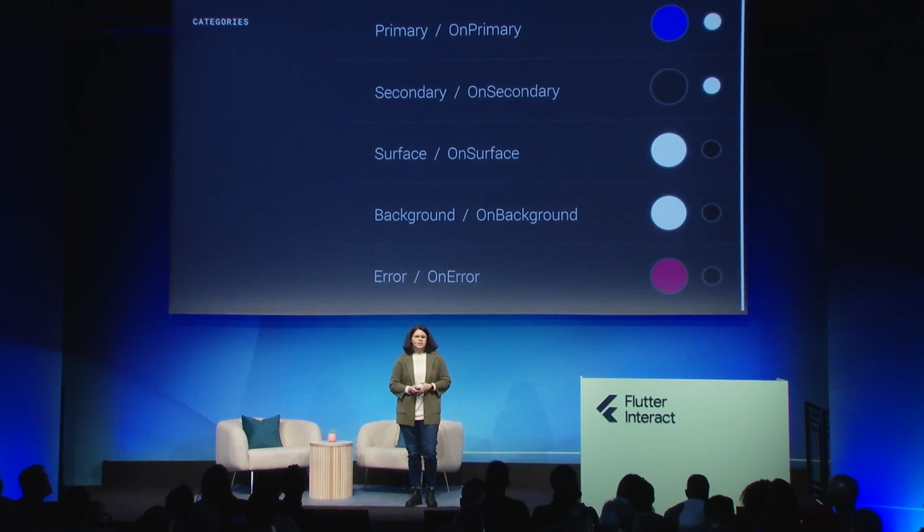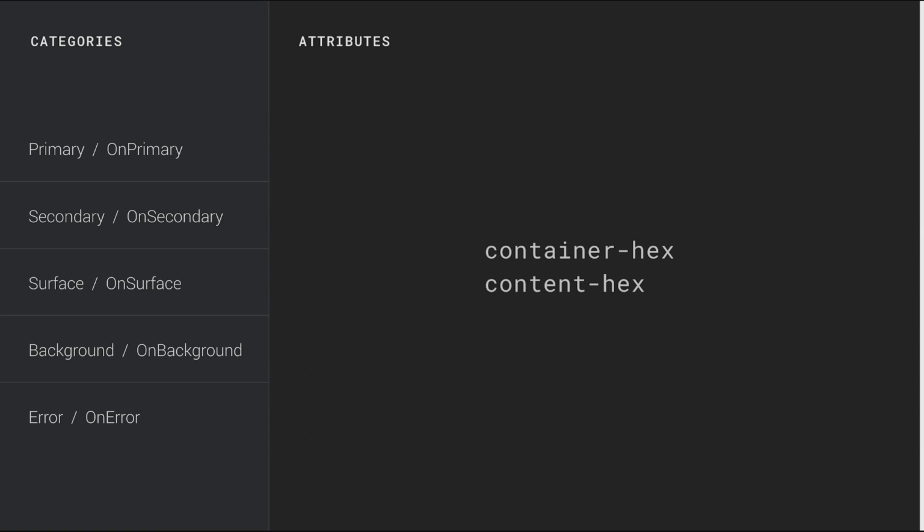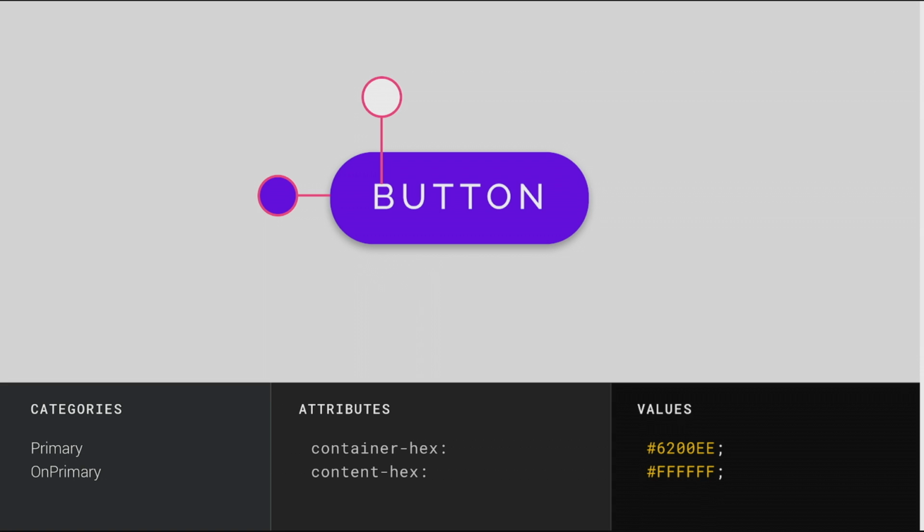So we're going to look at how to apply the other subsystem, which is color. And we've broken up our categories by primary and non-primary. This is done to ensure that you have enough contrast on the colors that you are choosing, so you get to customize the on colors to ensure that everything is still legible. And within these categories, you have your attributes, which are the container hex and the content hex.